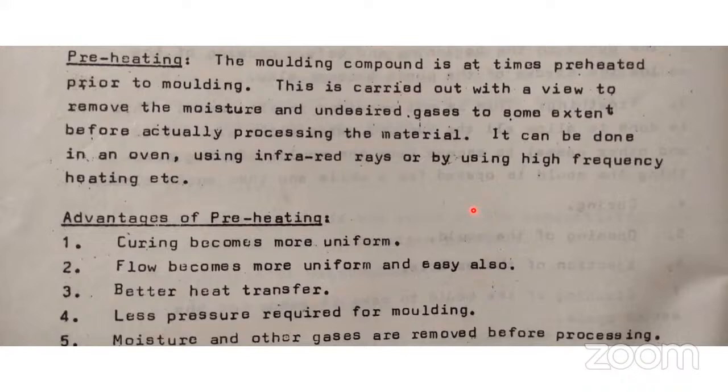What are the advantages of preheating in the process? Number one, curing becomes more uniform. The curing means cross-linking. That becomes uniform because you are heating the material first. You are saving the heating also in the mold.